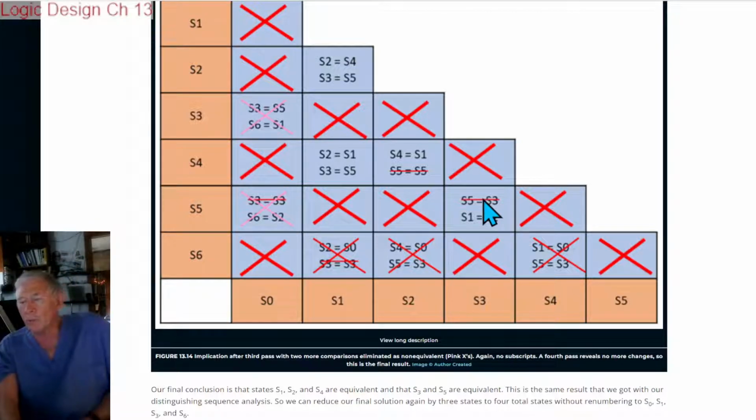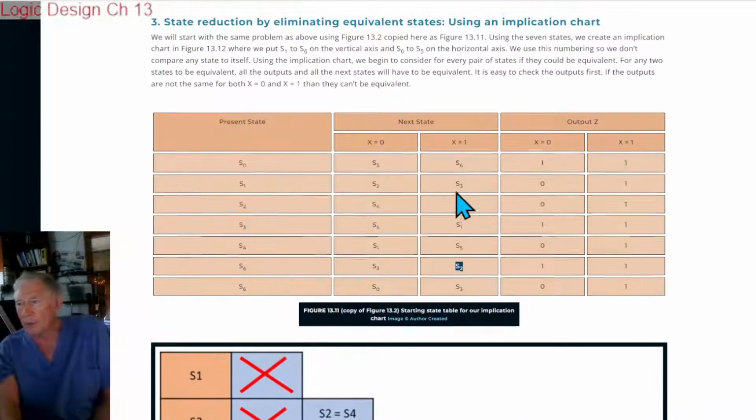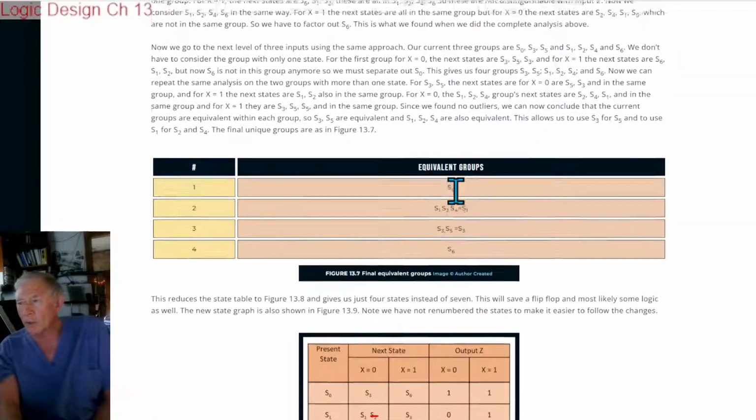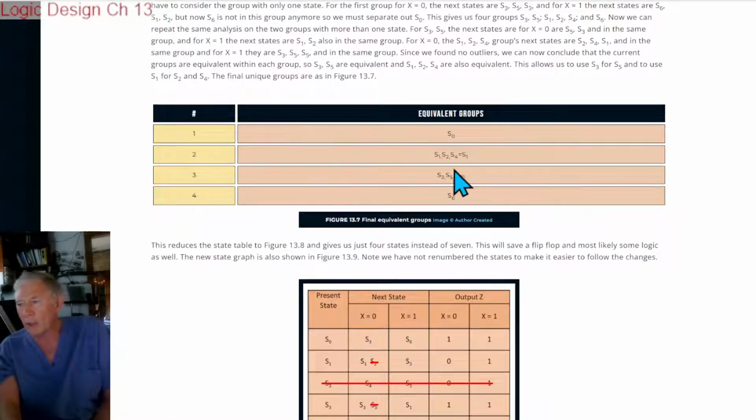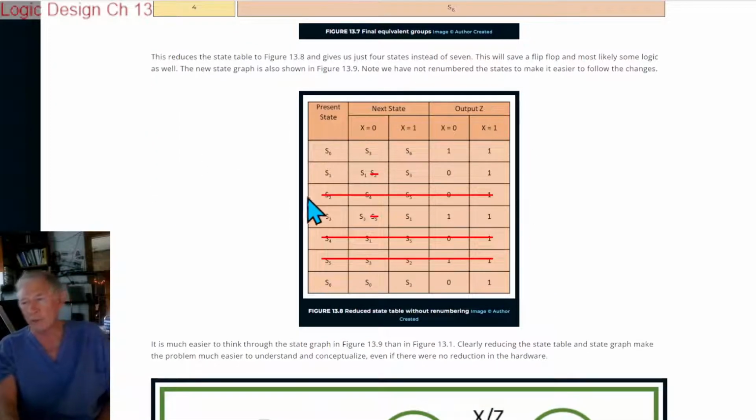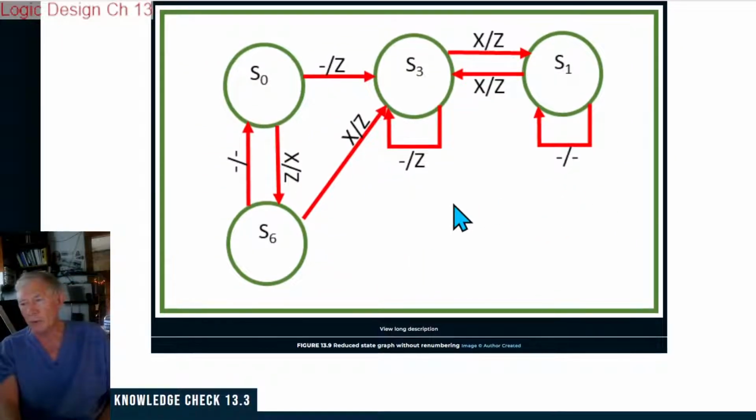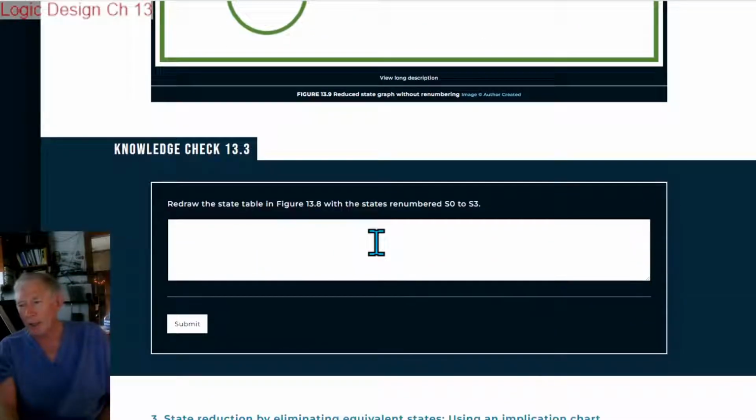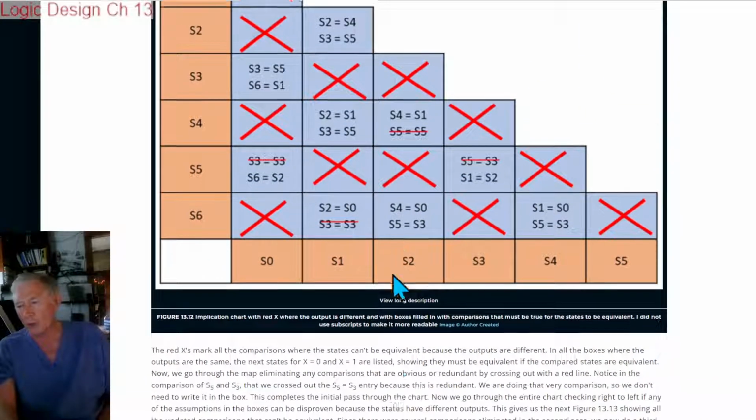So now we go back to our little table up here, and we have 3 groups again. S0, 1, 2, and 4 are the same, so we substitute 1 in for 2 and 4, and 3 and 5 are the same, so we substitute 3 in for 5, and S6 is all by itself, and that gives us this reduced state table with this reduced state graph with 4 states. And that is how you do the implication chart.